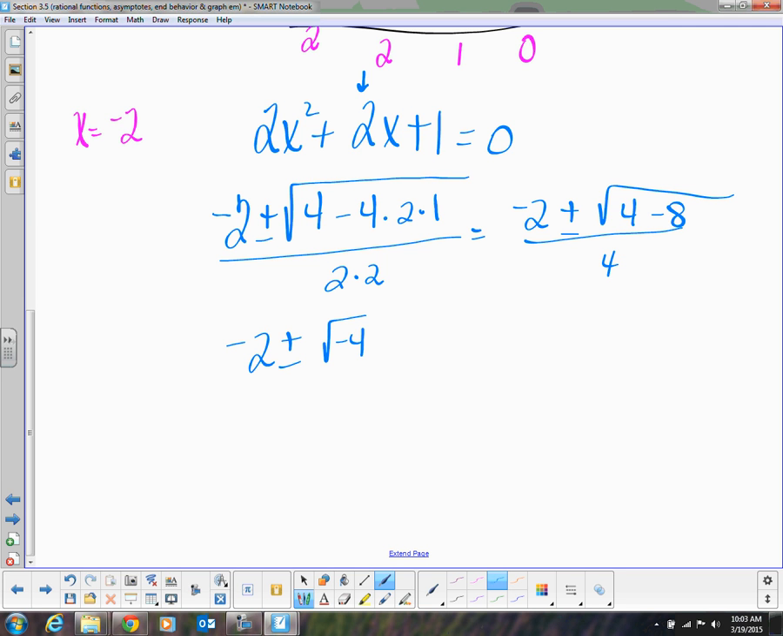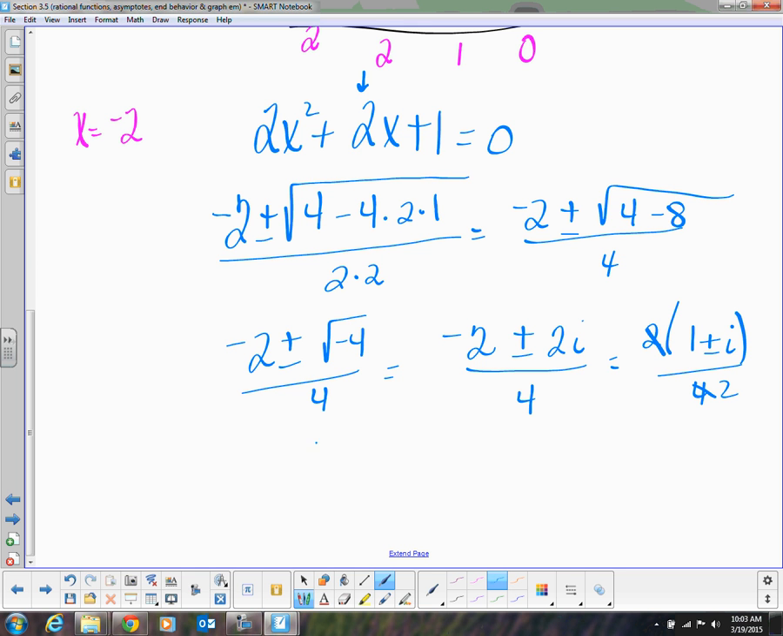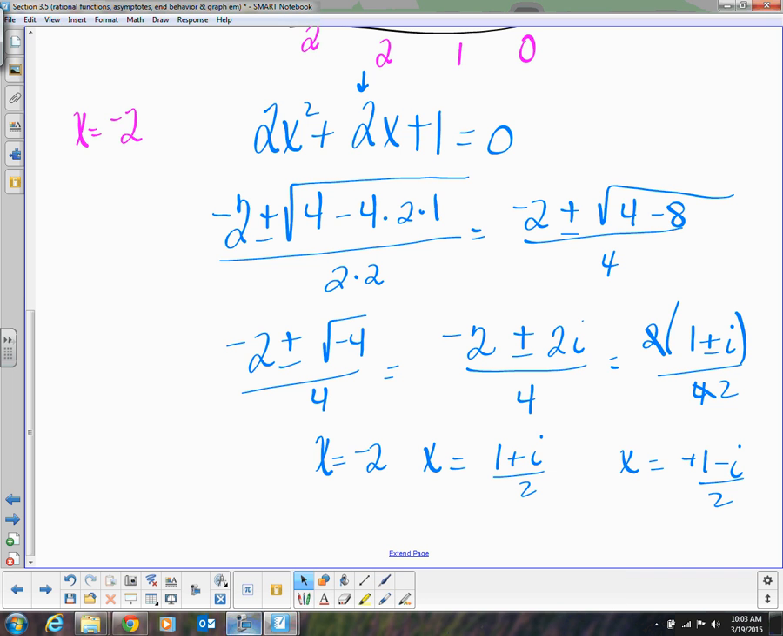What's the square root of negative 4? Negative 2 plus or minus 2i over 4. Can we factor? If I factor out a 2, then I'm going to have negative 1 plus or minus i over 2. So we have x equals negative 2, we have x equals negative 1 plus i over 2, and we have x equals negative 1 minus i over 2. Those are your 3 solutions.